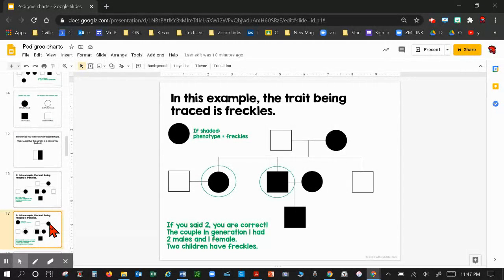In this example, you can see those people that have freckles. If you said 2, you were correct because there's 2 children that had freckles. Notice this male over here married someone else that's not a child from the offspring of mom and dad. So only 2 children had freckles. They have freckles, but they are not a part of this family. Being married to this male makes them a part of this family, but they are not the direct offspring from this father and this mother over here.